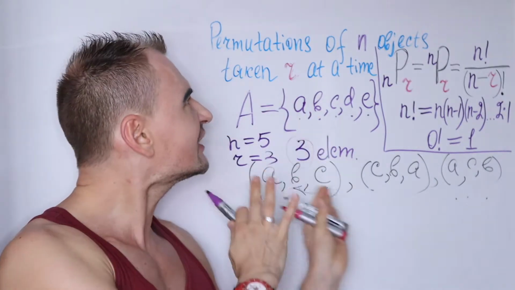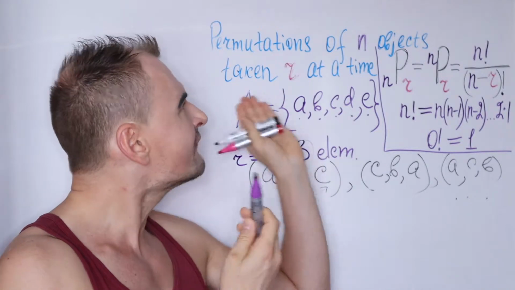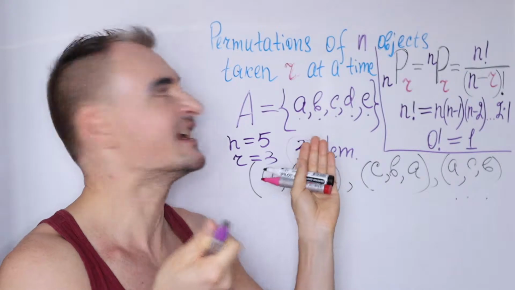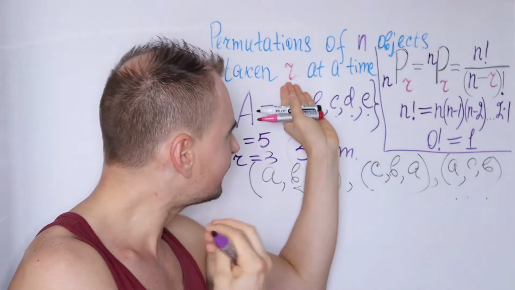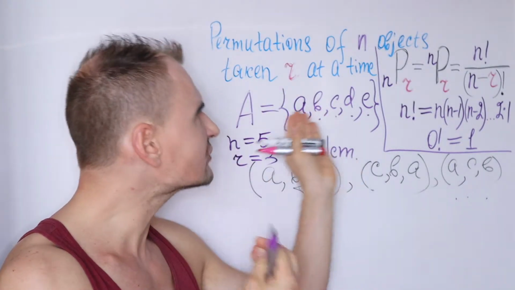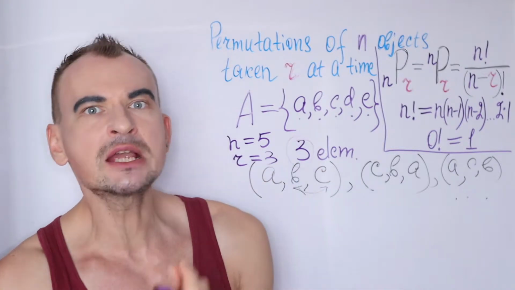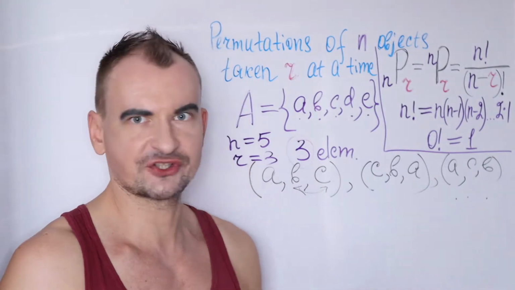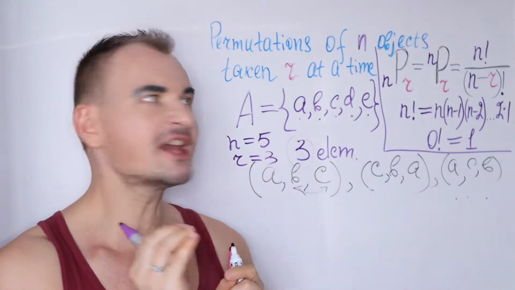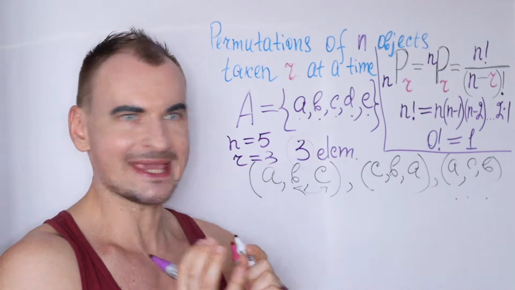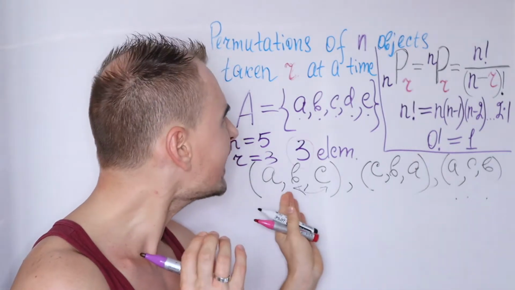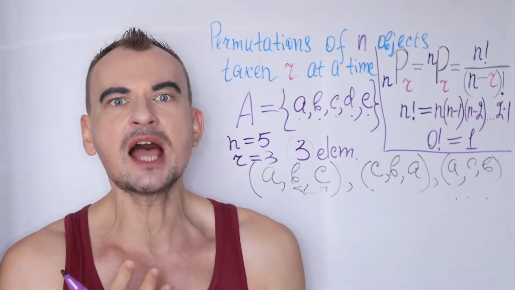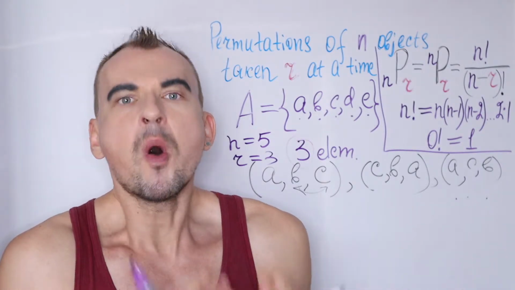Alright, so this is the general idea. That's why we pick, we select, we take these R fixed elements or objects, or things if you like, from given N objects. Now, the question might be raised over here: how many of these permutations of these 5 elements taken 3 at a time can be made?